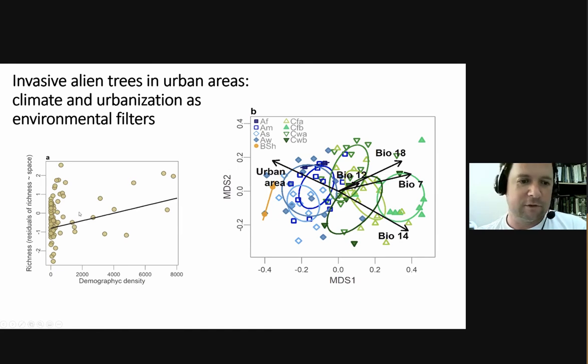Also, there is this expected pattern where the more people, the more invasive alien tree species you find in a city. So nothing really surprising there. But what's more interesting is on the right hand side, where you see this MDS, where the different drivers are pointing in opposite directions. So you have climate influencing species in one direction of the first axis, and urbanization driving species in another direction in the first axis. So these are really drivers that are acting at different scales.